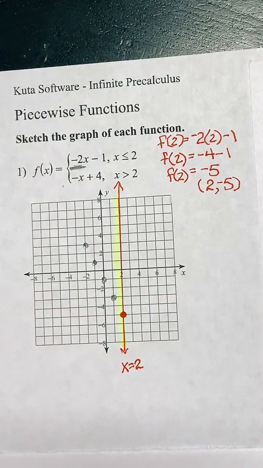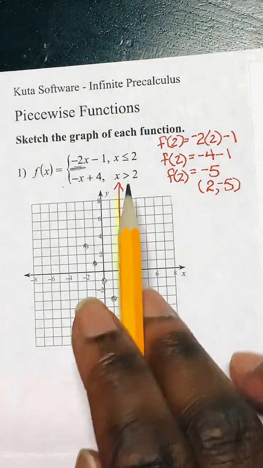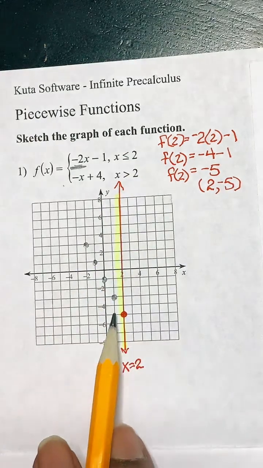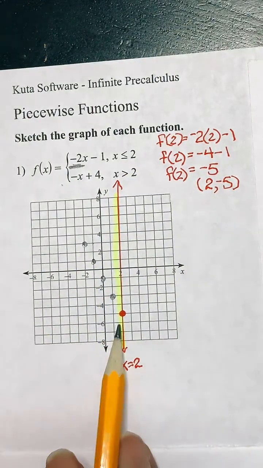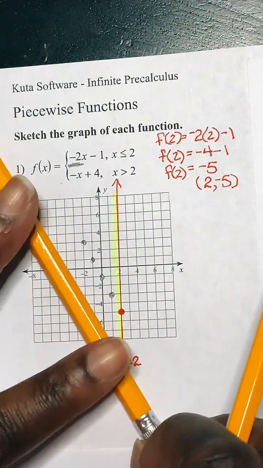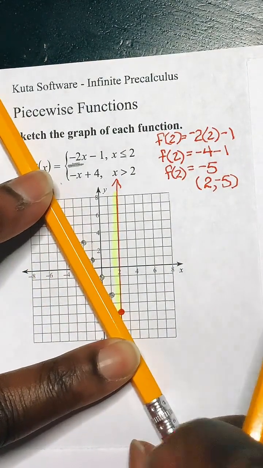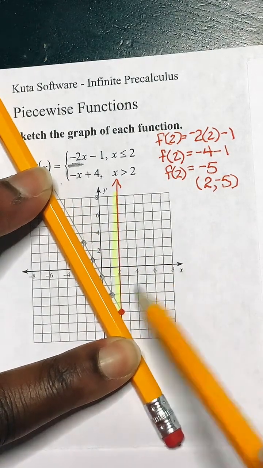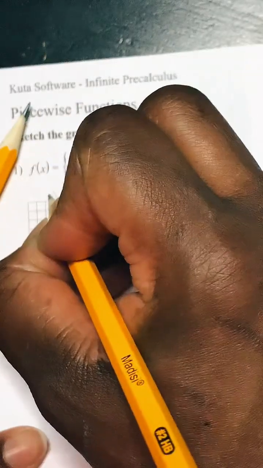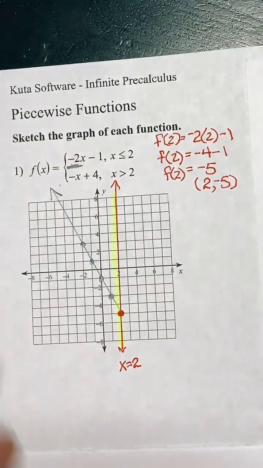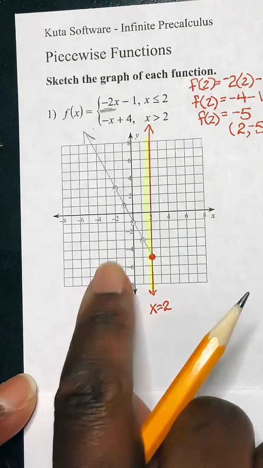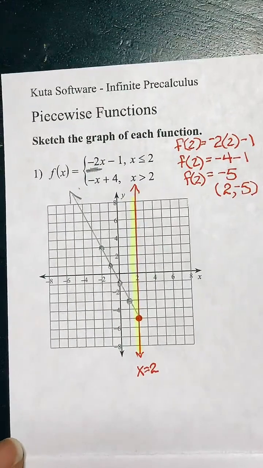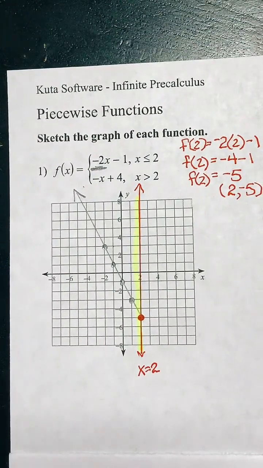All right. So since they want us to graph when x is less than or equal to 2, that means we need to graph the left side of our boundary line. So let's see if I can do this. Okay, perfect. All right. So that's the graph, the side that is less than or equal to 2.